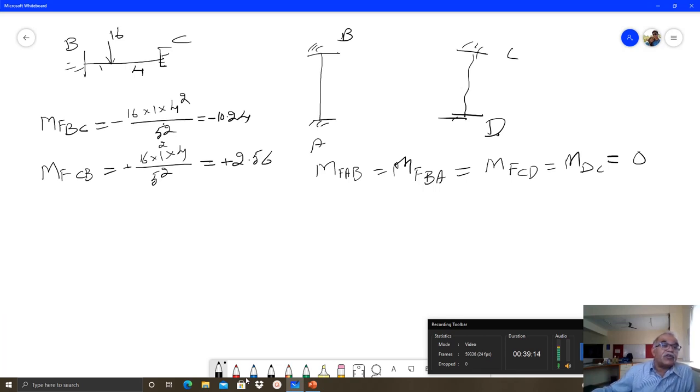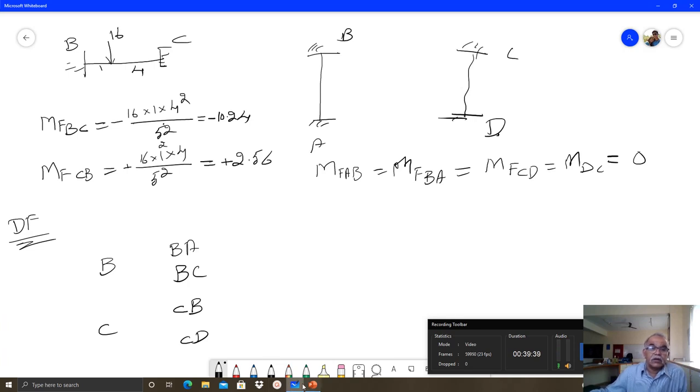And if you consider distribution factor, it is as usual, joint B has two members, BA and BC, joint C has two members, CB and CD. Coming to stiffness factor, that is K. BA, edge end is fixed, therefore 4EI by L. BC, it is an intermediate member, therefore 4EI by L. CB, intermediate, therefore 4EI by L. CD, edge end, that is D, is fixed, therefore 4EI by L.